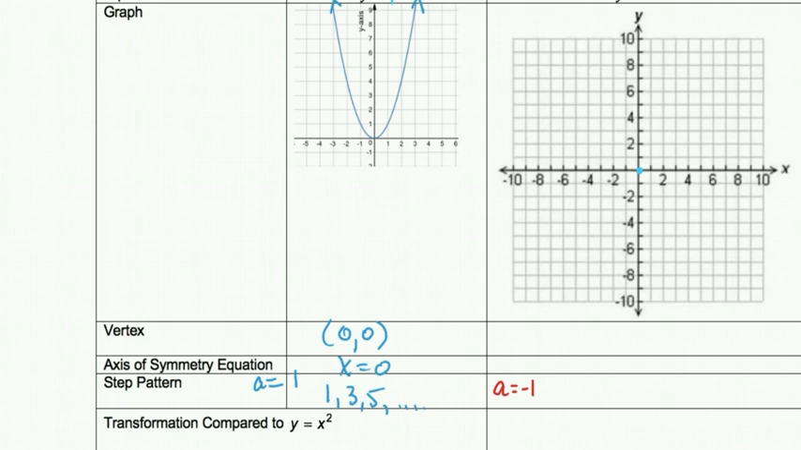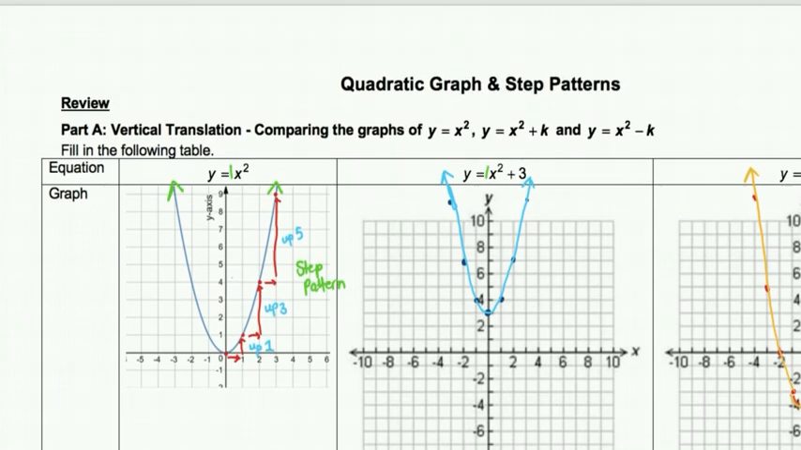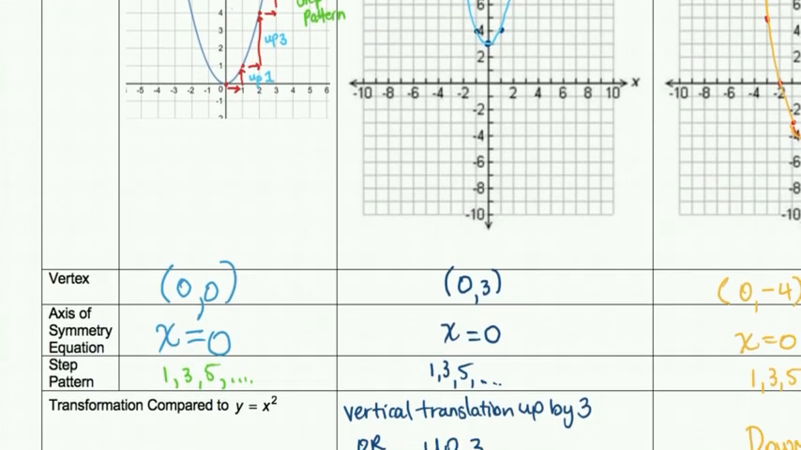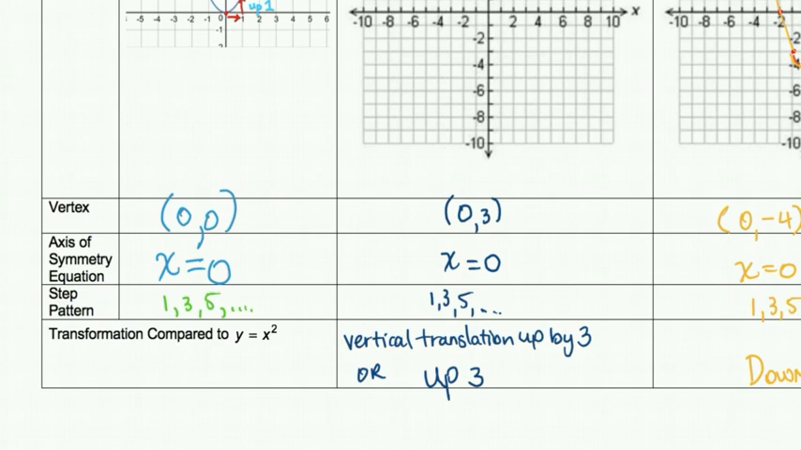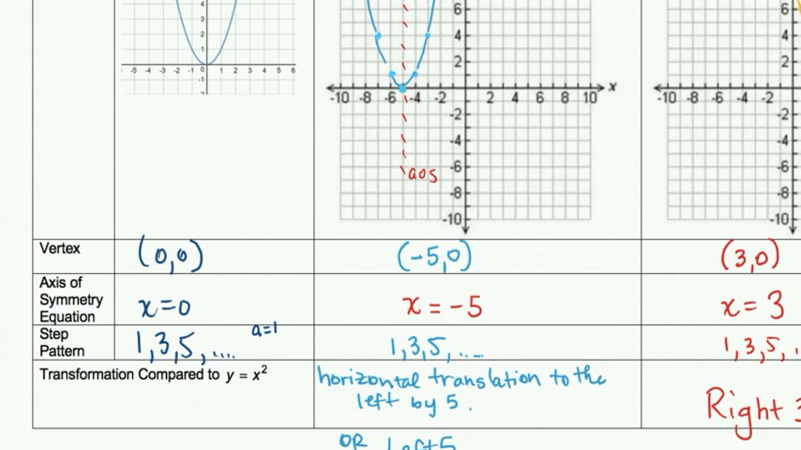Okay, so how step pattern works is that in general the default is 1, 3, 5, but what you're going to do in order to calculate the step pattern is multiply whatever the a value is to the step pattern. Okay, so back up here, the a value was always 1. So it's like we took 1, 3, 5 and multiplied by 1, so the step pattern didn't change. Here, same thing, the a value was always 1. We multiplied the 1, 3, 5 step pattern by 1, so it was always the same.